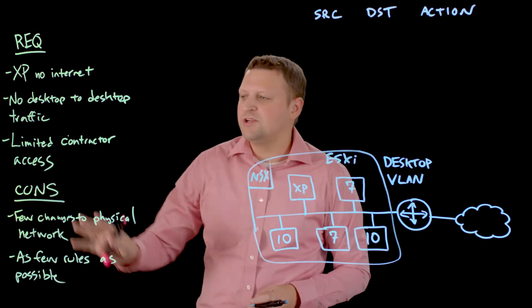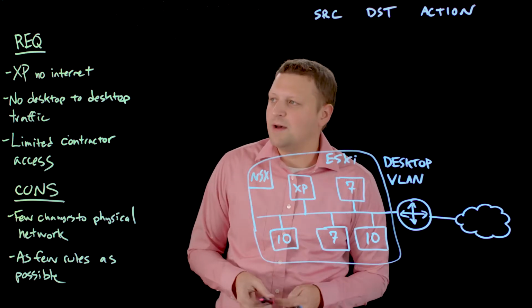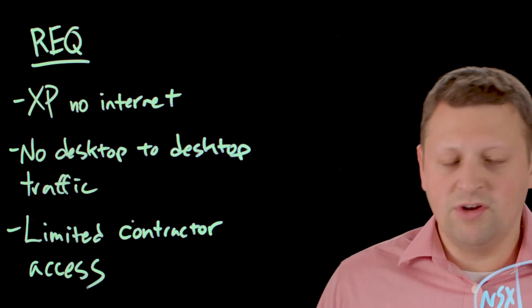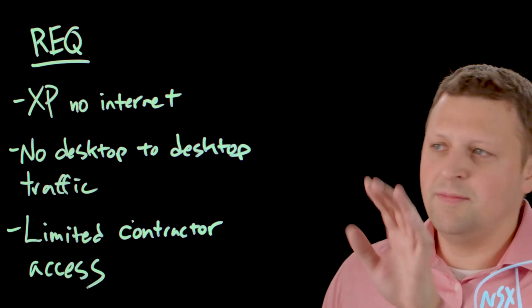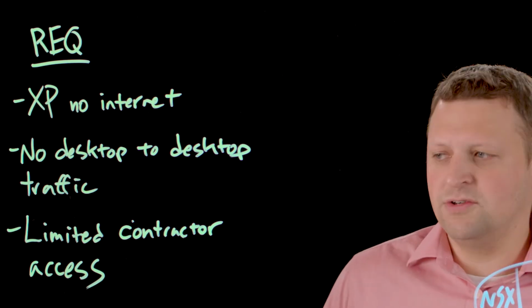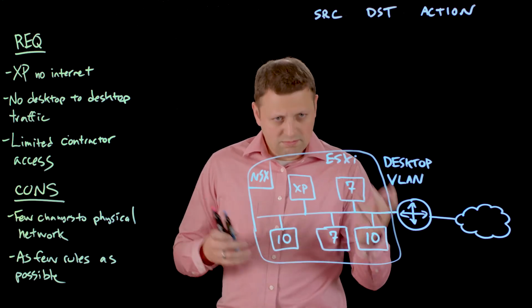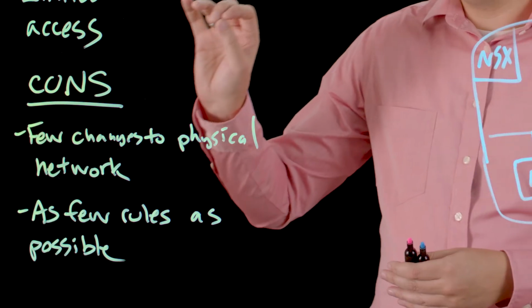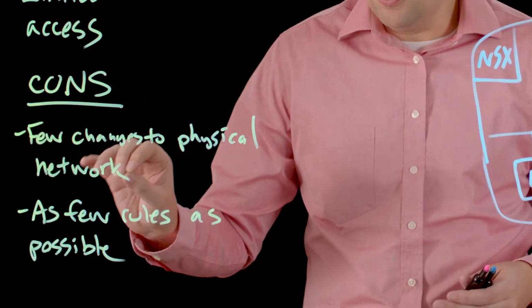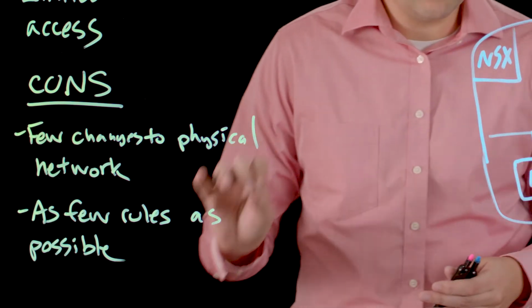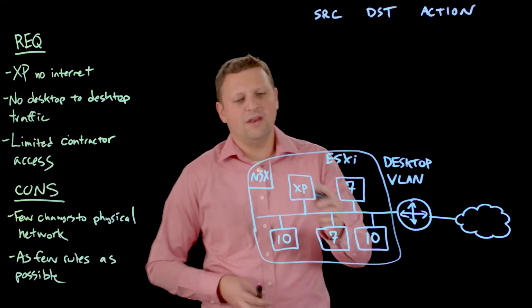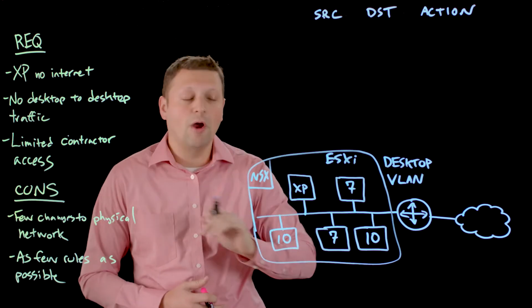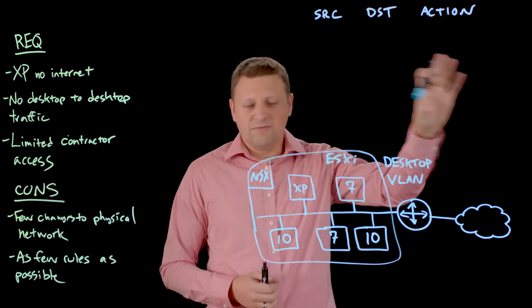We've put together a simulation here of some requirements that we might see in a desktop network, such as: if you have Windows XP computers, they're able to be instantly owned and they should have no access to the internet whatsoever. We want to limit desktop to desktop traffic, and we want contractors with limited access. Now, that would be pretty easy to do if it weren't for a couple of constraints: we want as few changes to the physical network as possible, and we want as few network rules as entirely possible. So if we look at VMware NSX and some of the rules that we might make to solve for our business requirements, we'd look at a couple different rules that we would implement.